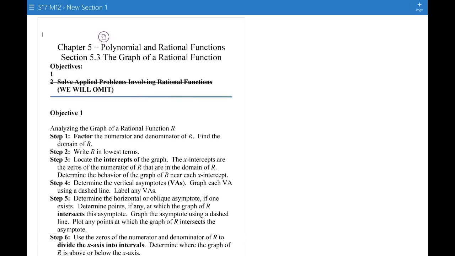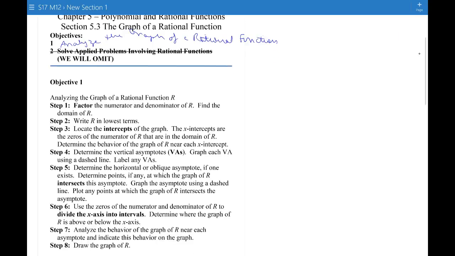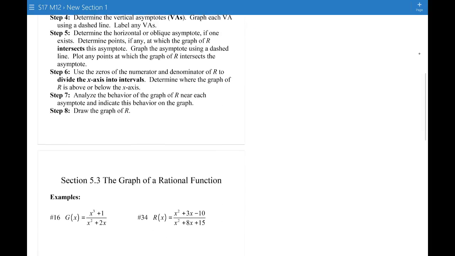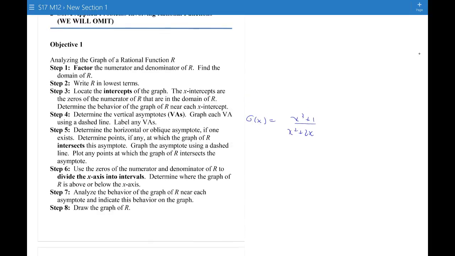That's the only objective, being able to analyze the graph of a rational function. So these are the steps. Factor the numerator and denominator. I'm going to take this example, capital G of x equals x cubed plus 1 over x squared plus 2x, and just remind you of some of these steps and what they mean. So factor the numerator and denominator.